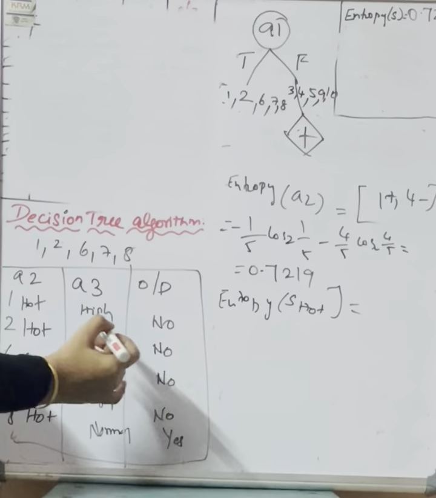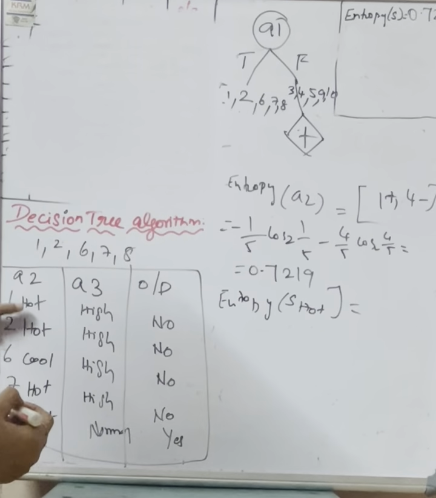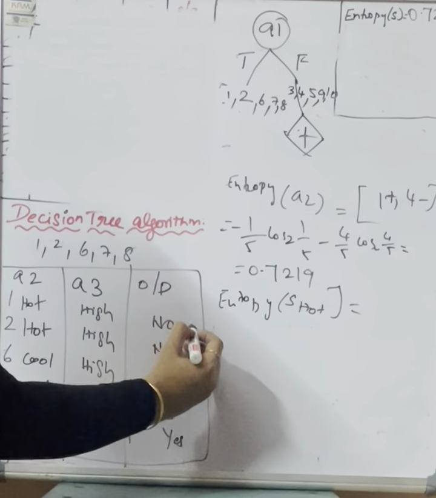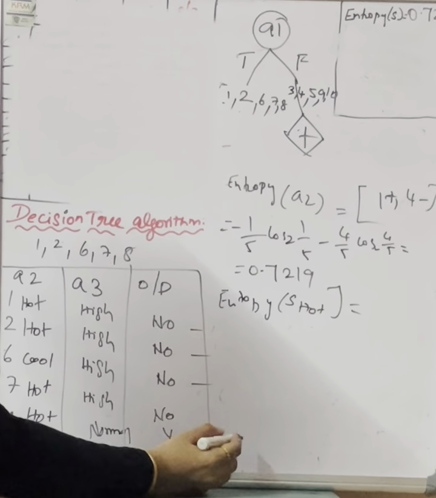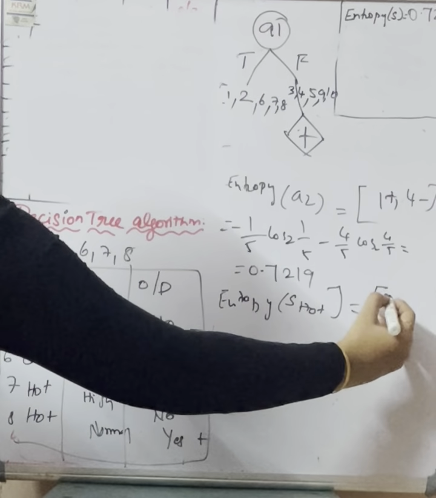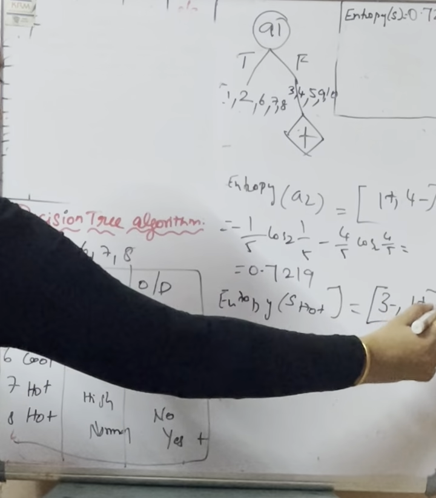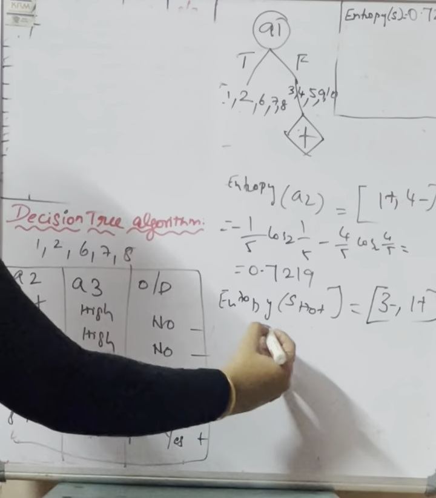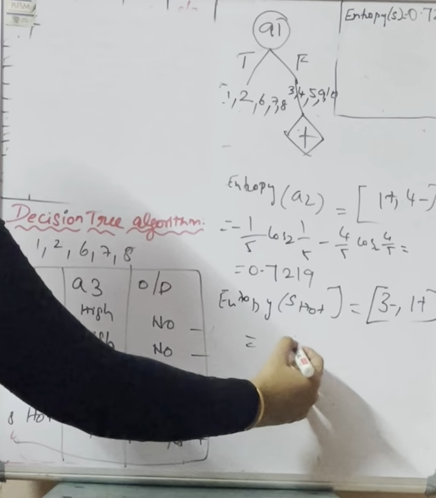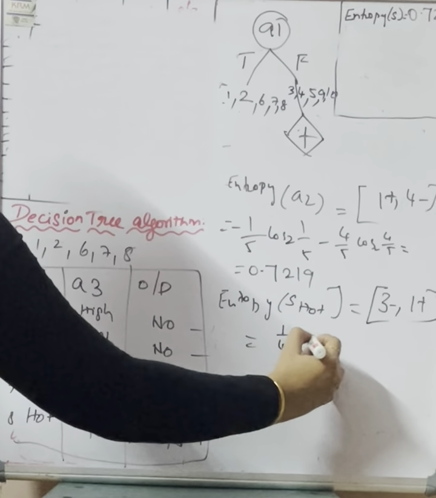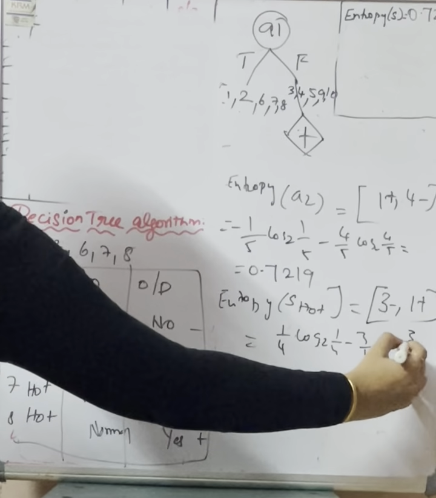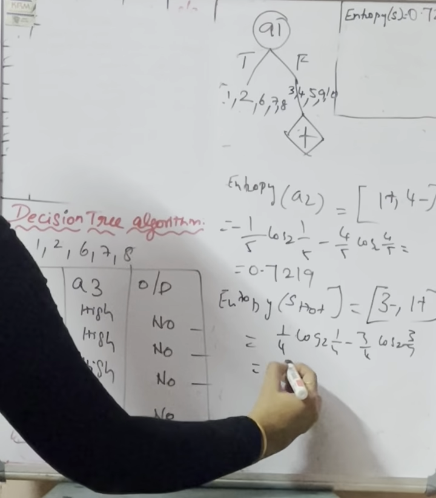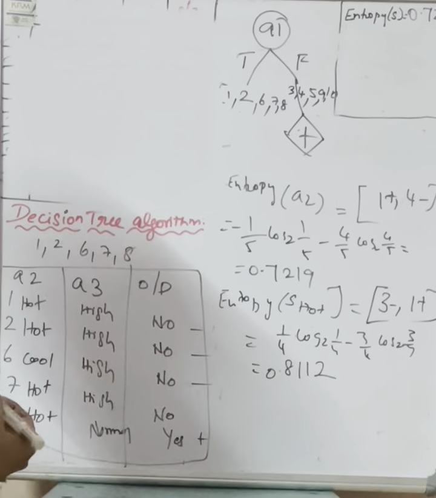So for S hot, we have the hot values 1, 2, 3 and 4. For this we have negative, negative, negative, and the last is positive. So we have 3 negative and 1 positive. If I apply this in the formula, I will get minus 1 by 4 log base 2 of 1 by 4 minus 3 by 4 log base 2 of 3 by 4. In this case, we will get the value of 0.8112.